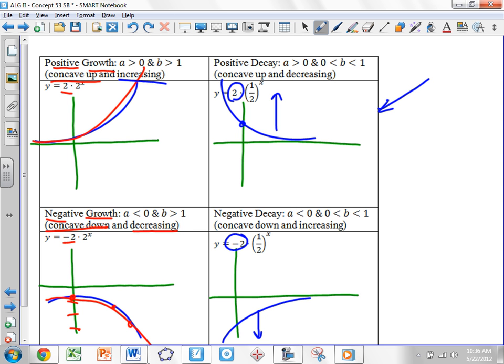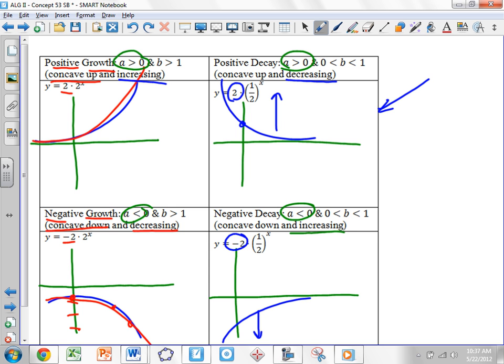Take a look. Positive decay is decreasing because, look, it's going down like that. But negative decay is actually increasing because look at the function. It's actually moving up along the y-axis. So it's an increasing function. So our parameters are what are important. If A is greater than 0, like this, when A is positive, it's concave up, and we said that already. When A is negative, it's concave down.